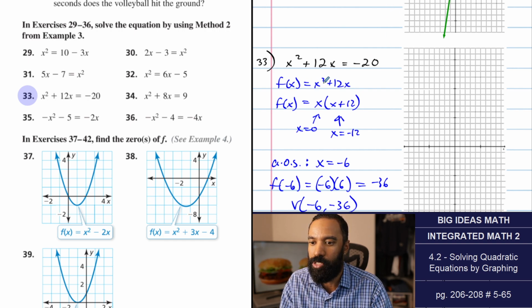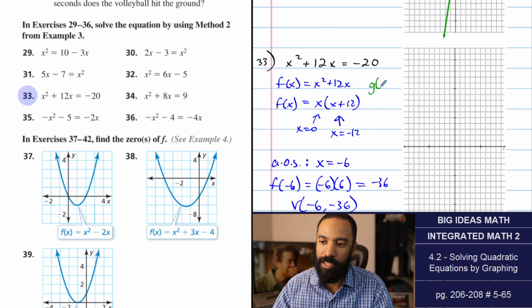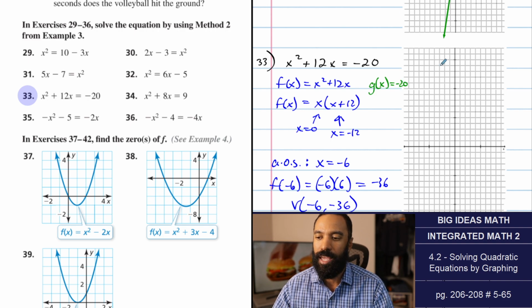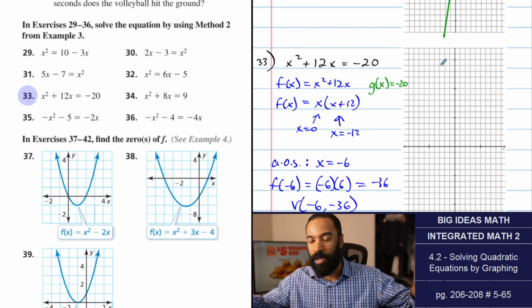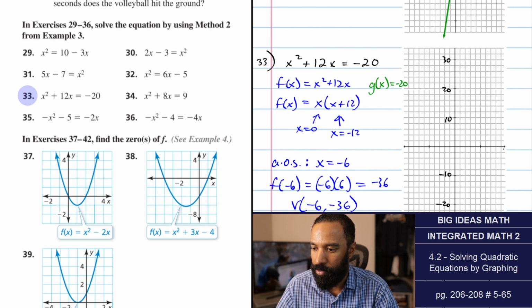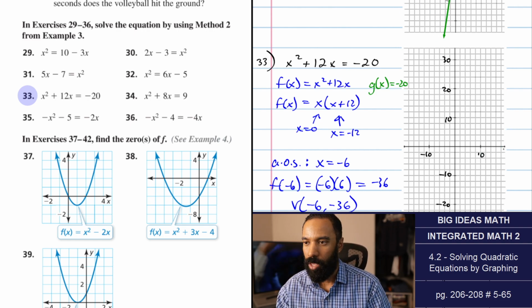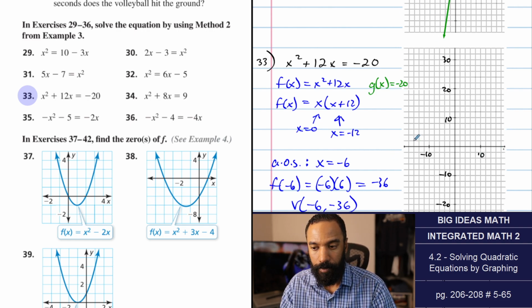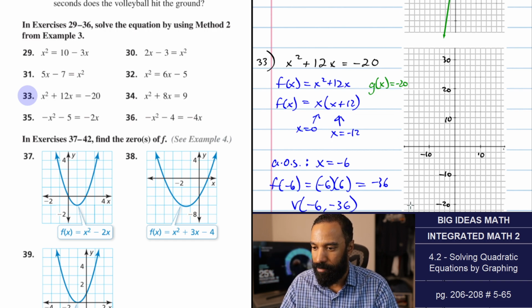Now that was f of x. g of x, y equals negative 20, is just a straight line, but at negative 20. So let's do this. Let's go by 2s. 10, 20, 30. Negative 10, negative 20, negative 30. And let's go by 2s here as well. Negative 10 and 10. Okay, so let's do green first because I already have the color and stuff.